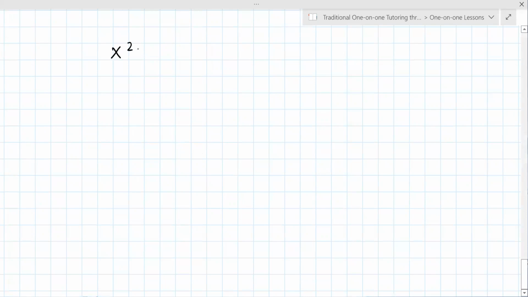So let's have you try this one. X squared plus 8x plus 7 equals 0. I want you to go through the same steps that we just went through.